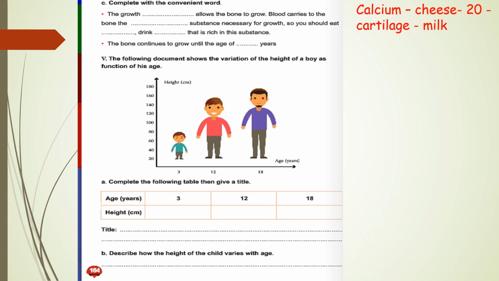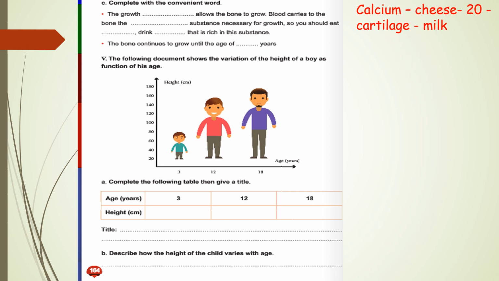Now turn the page and complete with a convenient word. These are the words we have: calcium, cheese, 20, cartilage, and milk. The growth cartilage allows the bone to grow. Of course, the growth cartilage allows the bone to grow. Blood carries to the bone the substance, which substance? The calcium substance necessary for growth. So you should eat cheese, drink milk that is rich in this substance. The bone continues to grow until the age of 20 years.